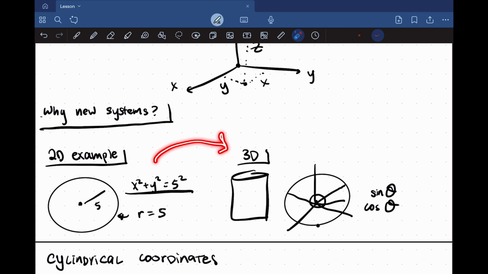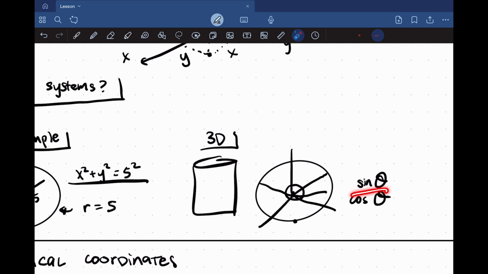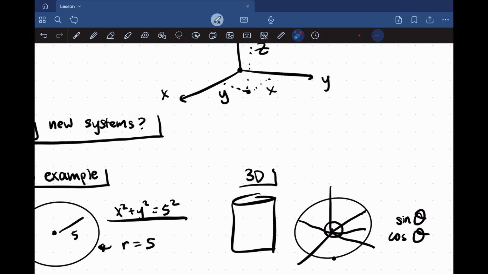Now extrapolating this to 3D, think about representing something like a pipe, or a spherical system, for example a satellite or a planet orbiting. This would require sine and cosine of theta to represent its position, and it would just be clunkier in general. So this is why we want to introduce cylindrical coordinates and spherical coordinates, to simplify how we represent all of these things.